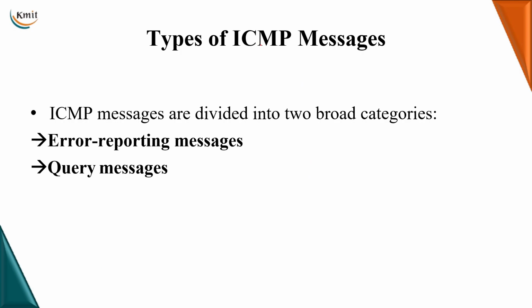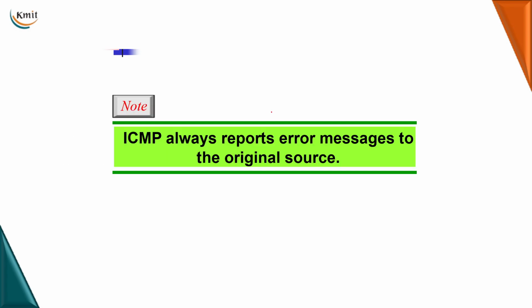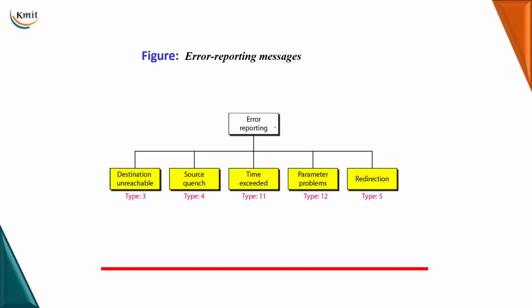What is very important to us in the ICMP protocol is that we have to know about the ICMP messages. The ICMP messages are divided into two broad categories. The first category is error reporting messages and the second category is query messages. Whenever there is an error and the error message has to be reported, ICMP will report these error messages to the original source which has sent the message. The error reporting messages are of different types.